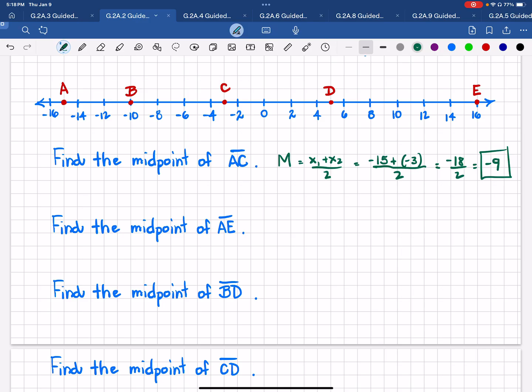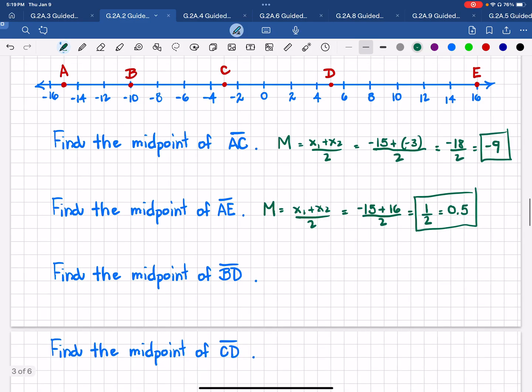Coming down to that next problem, we see find the midpoint of AE. We're going to use that same midpoint formula, x1 plus x2 divided by 2. And that's going to be equal to A is negative 15. We saw that from the previous problem. And we're going to add to it E, which is 16. And then we're going to divide that by 2. The numerator simplifies to be a positive 1 over 2. So the midpoint is going to be at 1/2. I wrote it as a fraction and a decimal number.